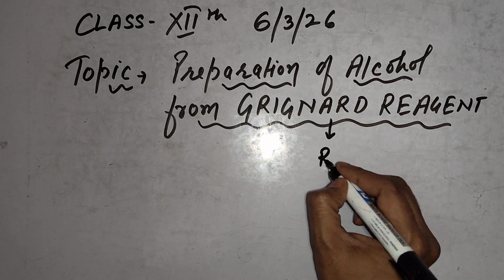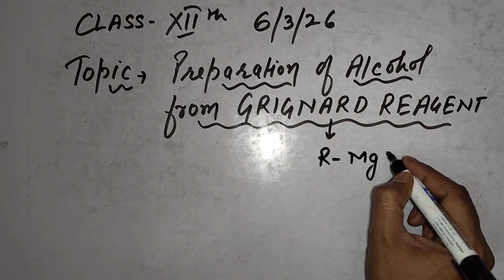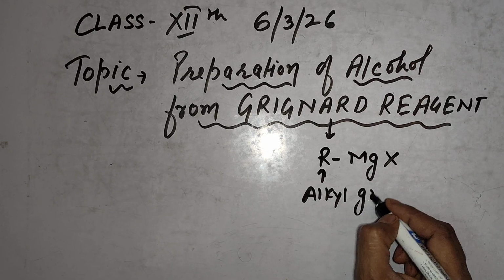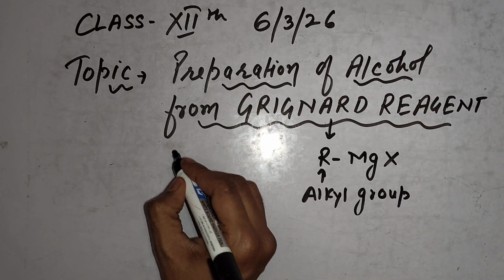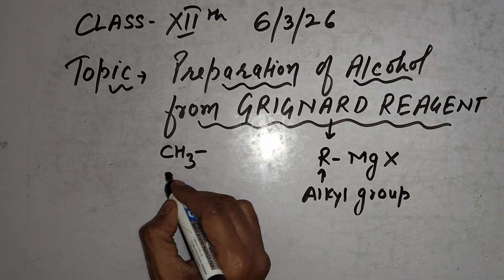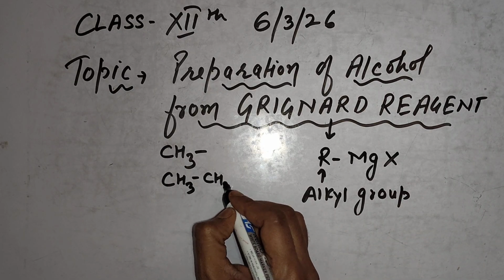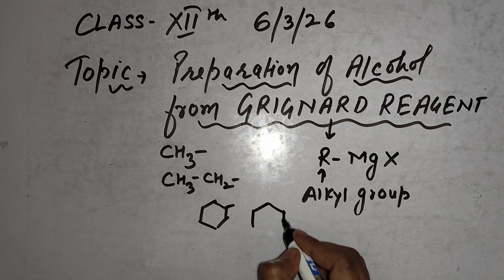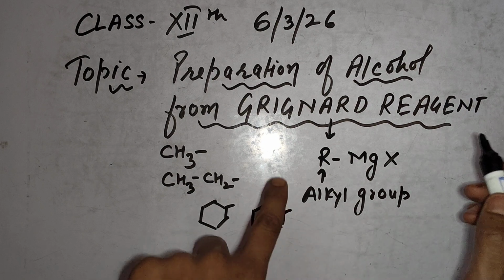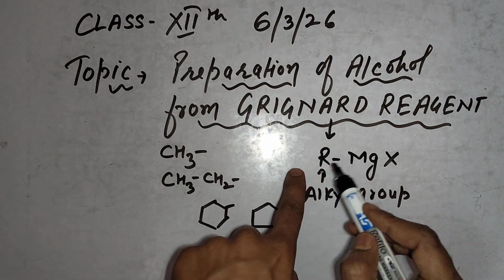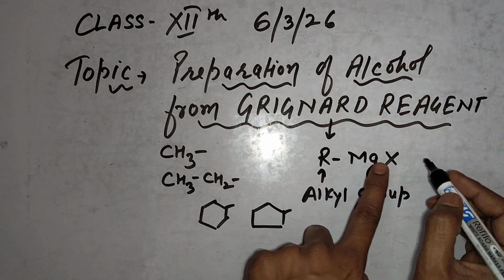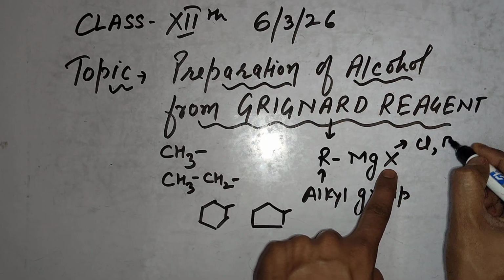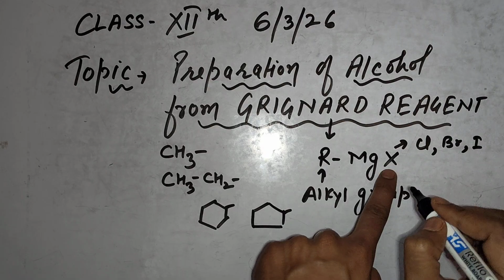The general formula is RMgX, where R is representing alkyl group like methyl, ethyl, cyclohexyl, cyclopentyl. These are alkyl groups which are represented by R here. Mg is magnesium. X is representing halide. Which halides? Like chloride, bromide and iodide.